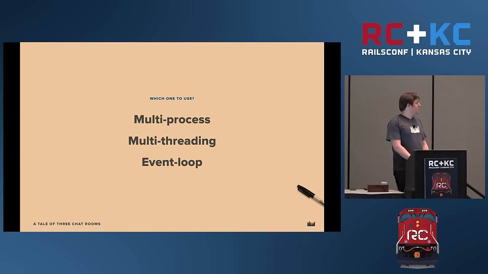So which one to use? Well, as always, the answer is it depends. If you have stuff that can crash, then the multiprocess approach is very good. Multithreading is a nice one because it's relatively simple, and you don't need to convert your whole code to using an event-based model. And the event loop is nice if you need a lot of concurrency.